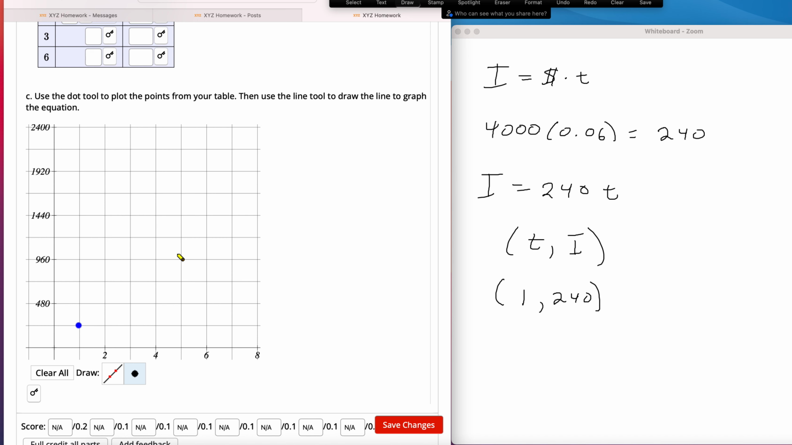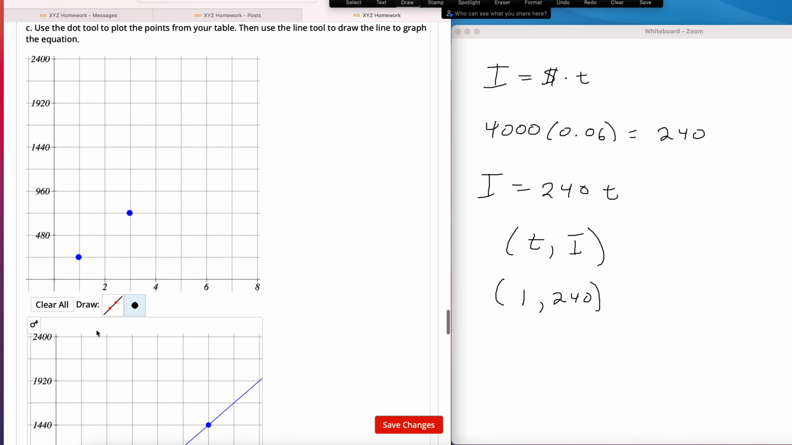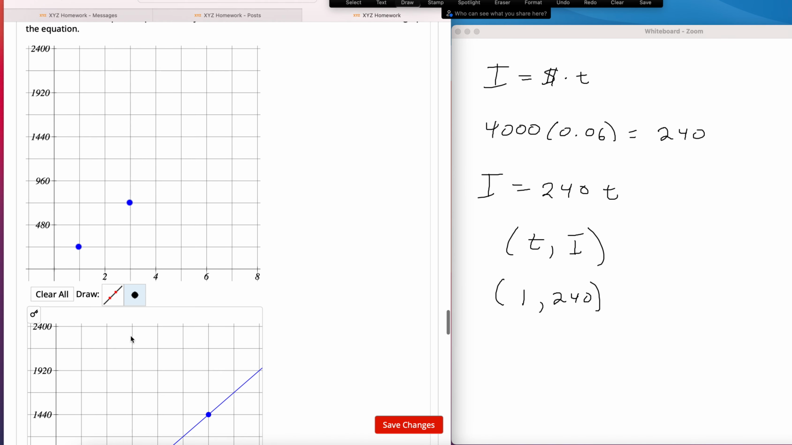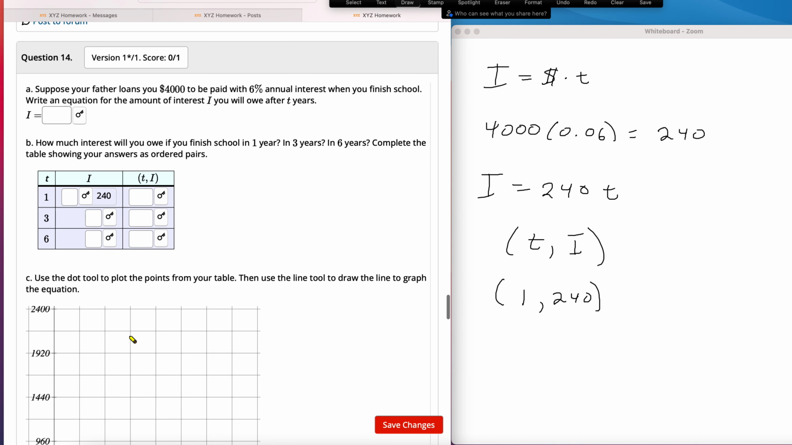And then when T was 3, I think it was 720. And so then that would go, oops, right there. And then so on and so forth, draw a line through at the end. Just make sure it's all looking right. Yep, that is all looking right. I think that's it. And then you just do the same thing with 6. So that is how that one goes.